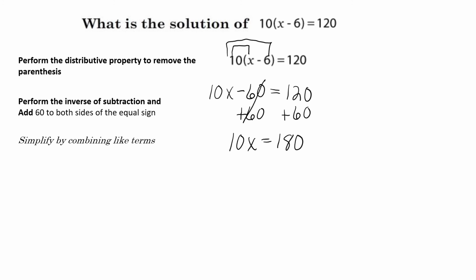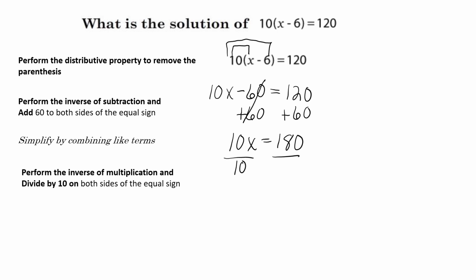Okay, and now the final step is to perform the inverse of multiplication. We have to undo the multiplication and divide by 10 on both sides. So then these cross off, and you have x equals 180 divided by 10, which is simply 18. Look, all you need to do is cross off the zeros and you're left with 18.